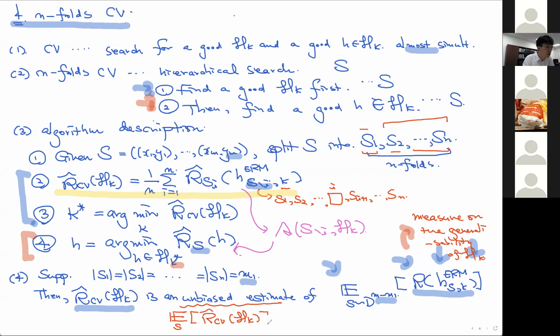Okay. That is exactly the quantity that I wrote on the right-hand side. So that gives us some justification about what's really happening. What really happened in the N-fold cross-validation is to measure the generalizability of each hypothesis set. And based on these measurements, we pick the best hypothesis set and use that hypothesis set to find a good hypothesis inside that hypothesis set.